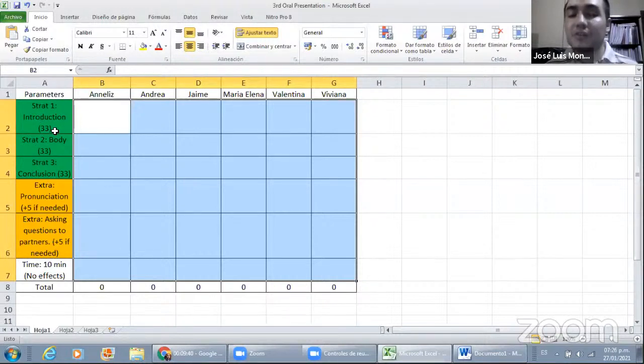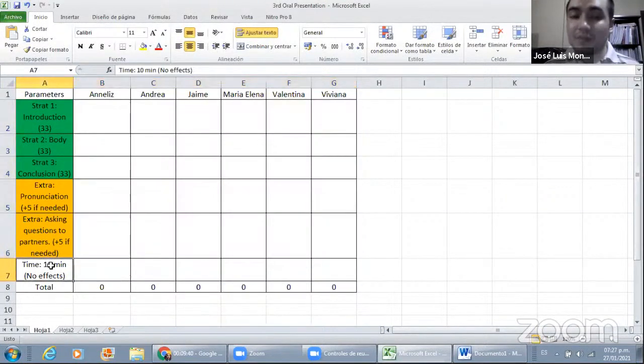Well, the structure is going to be only 1. Then you're going to be paraphrasing, not using Spanish, right? Vocabulary, and all those things that we've been learning. That's going to be evaluated in the last presentation. And remember that this time, time is going to have effects. It's going to be 15 minutes.